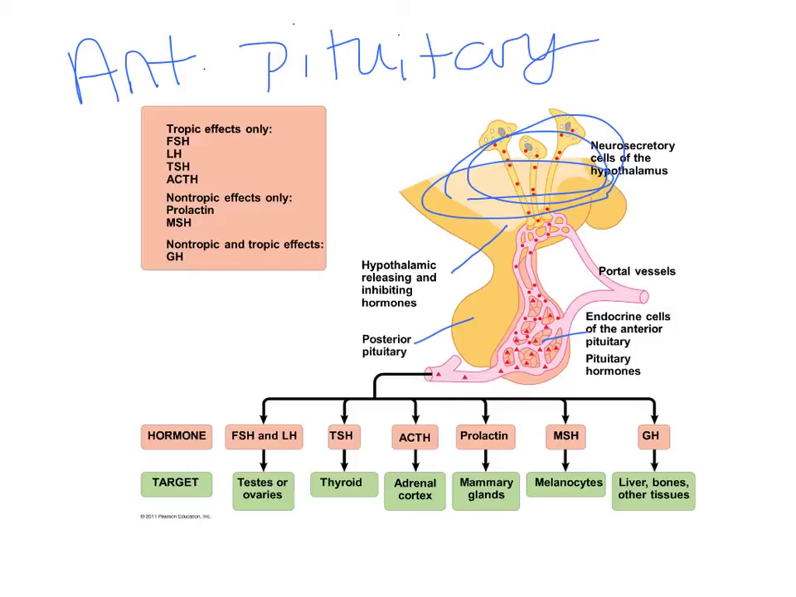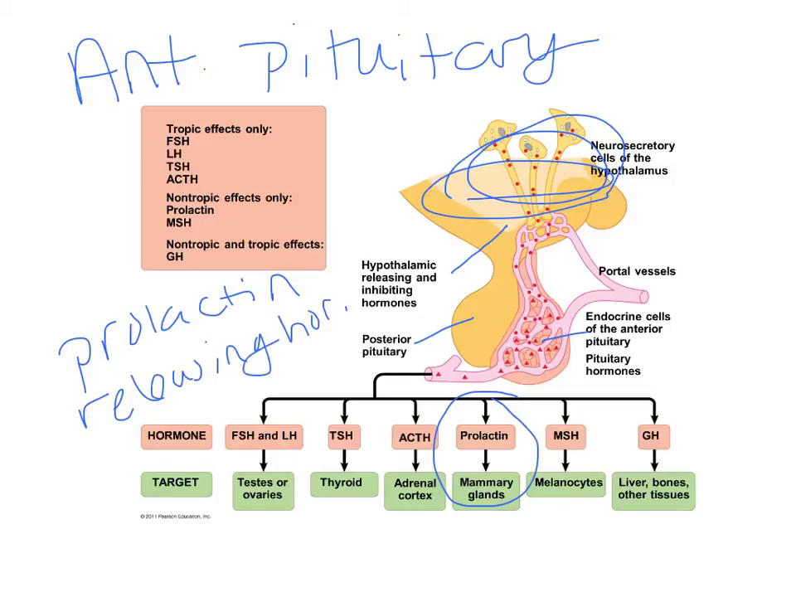Let's take an example here. The anterior pituitary secretes what's called prolactin. Prolactin has an impact on the mammary glands. It's going to encourage the production and secretion of milk in mammals. So its target cells are the mammary glands of mammals. The hormone here is prolactin, secreted from the anterior pituitary. But the hypothalamus secretes what's called prolactin-releasing hormone. And that is what actually tells the pituitary to release the prolactin.